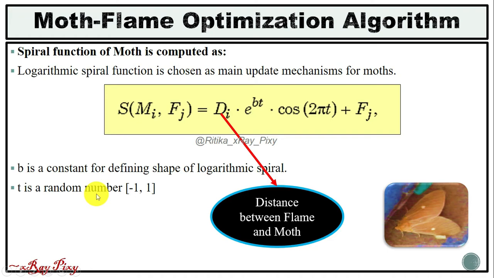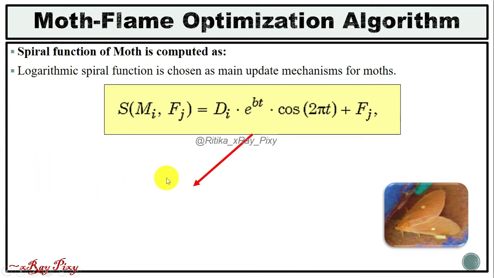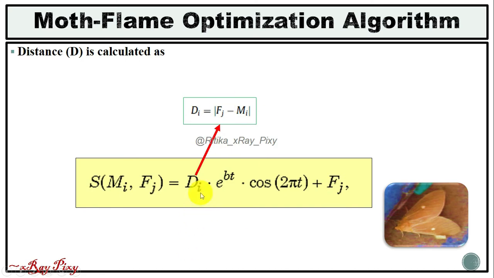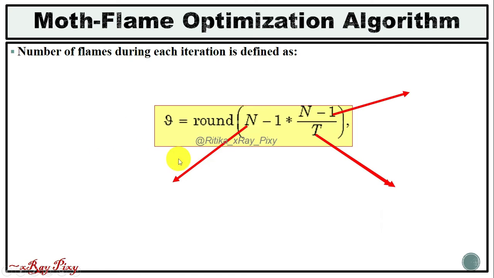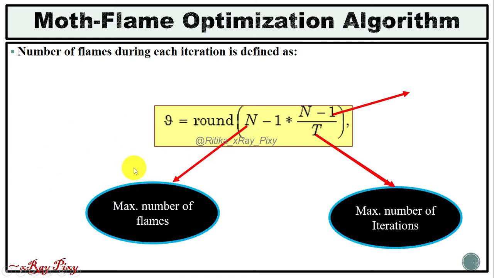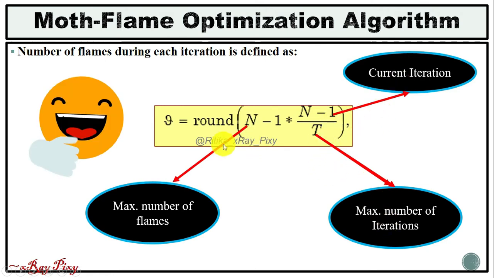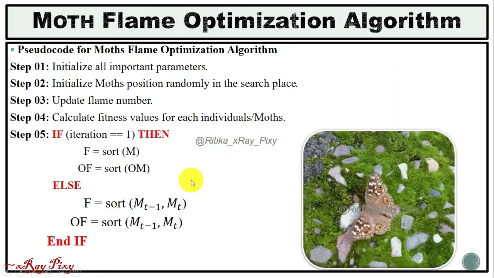In real life, they can fly easily and in random positions. So for the randomness in this algorithm, we are using a random number, that is T. Using this equation, we can allow the moth to move around the flame, and we can compute the distance between moth and flame using this equation, and we can update the number of flames in each iteration using this equation. Here, this is the current iteration, the maximum number of iterations, and this is the maximum number of flames.